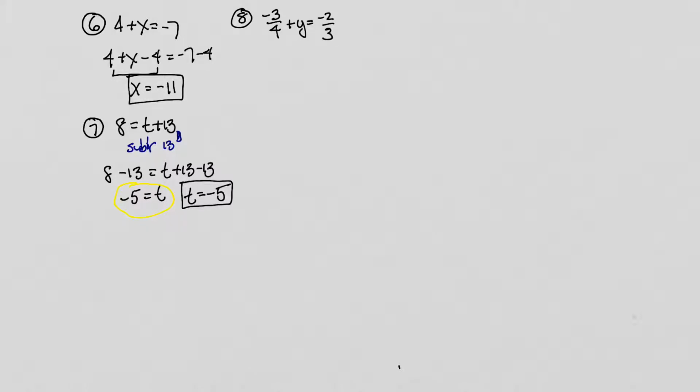Problem number 8. We've seen one like this before when we did number 5. So in number 8, what we're doing is we're taking negative 3/4 and we're adding our unknown number. So it doesn't matter if we take negative 3/4, add our number, or take our number and then add negative 3/4. What we've got here is we're adding negative 3/4, so I'm going to subtract negative 3/4. Or if I subtract a negative, what I'm doing is actually adding. So this is going to look like this. Negative 3/4, I'm going to add 3/4. So 3/4 minus 3/4 plus y equals negative 2/3 and then plus 3/4.